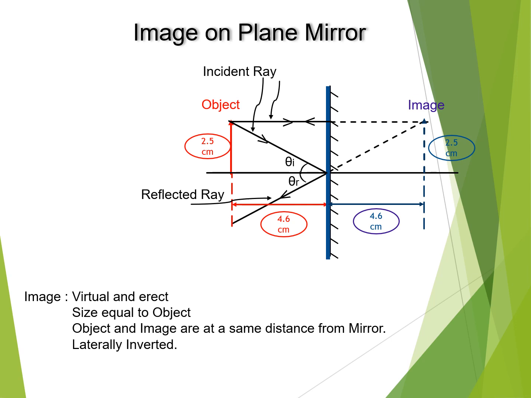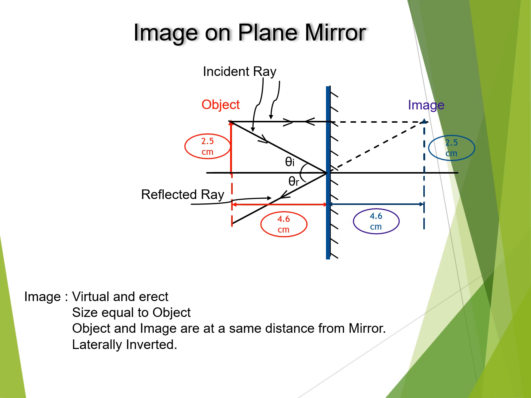So what we have seen, that image on the plane mirror, it shall always be virtual and erect, because the reflected rays are not actually meeting, they appear to be meeting here. So the image shall always be virtual and it shall always be erect. Second is the size shall be equal. The image size shall be equal to the size of the object. Then object and image are at a same distance from mirror. So mirror and object, mirror and image, the distance shall be same.